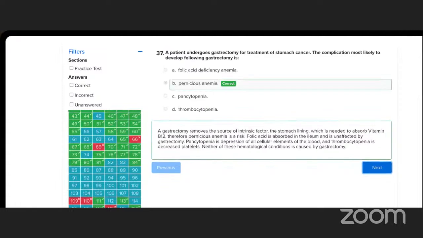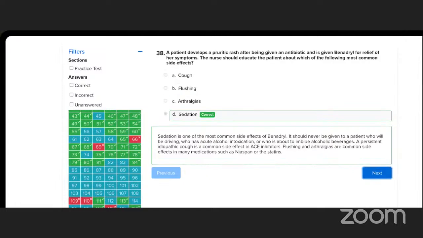Then we move into question 37. A patient undergoes gastrectomy for treatment of stomach cancer. The complication that will most likely develop is pernicious anemia. A gastrectomy removes the source of intrinsic factor, the stomach lining, which is needed to absorb vitamin B12. Therefore, pernicious anemia is a risk. So that's 37.